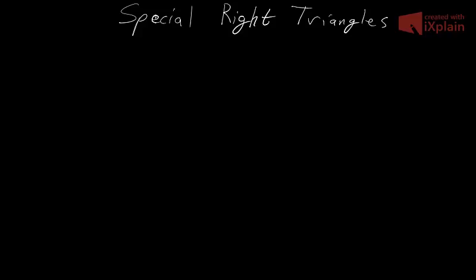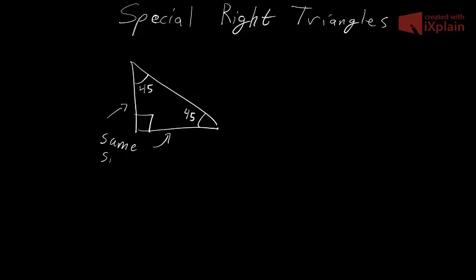So the two special right triangles we're going to be talking about are both right triangles. They both have a right angle here. One is going to be the isosceles right triangle, which means that both these sides are going to be the same size, and both these angles, if they're 45 degrees, of course, they're also the same. So we call this a 45-45-90 triangle because the angle measures are 45-45-90.